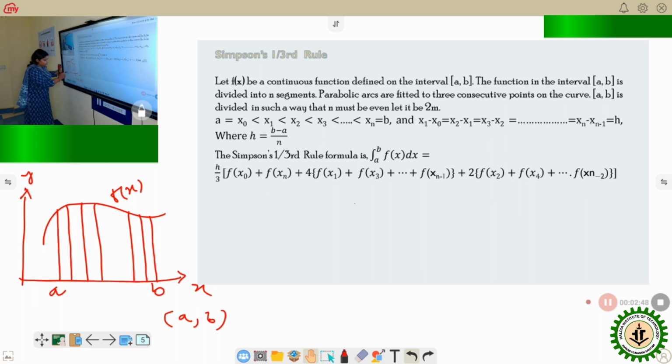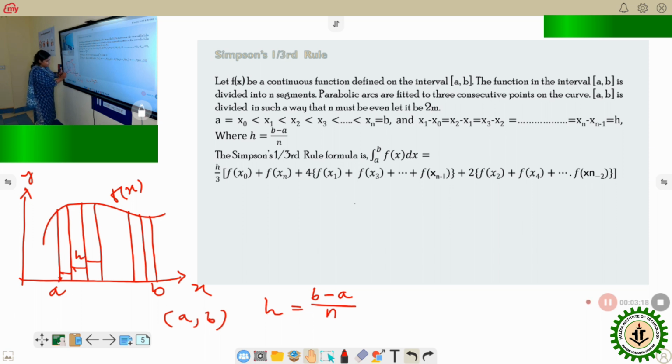Each should be of the same length. Let it be h. So how to find this value h? The whole interval length is simply b minus a, and we are getting n number of divisions. So b minus a divided by n gives h, right? So this length is nothing but h.